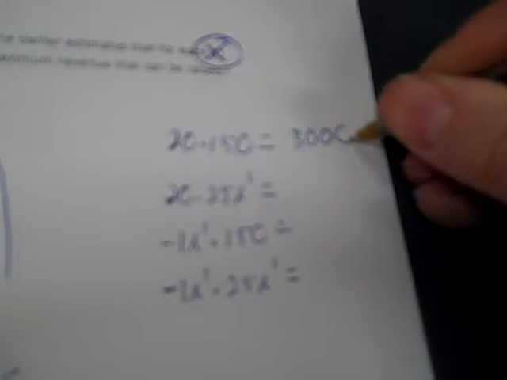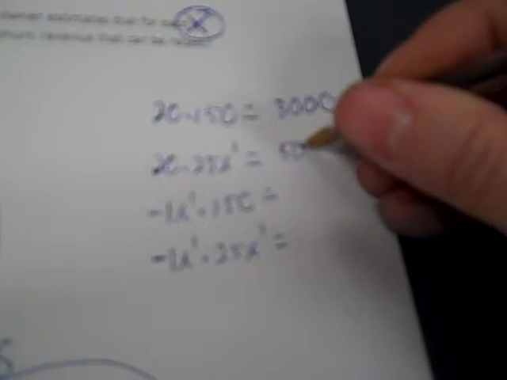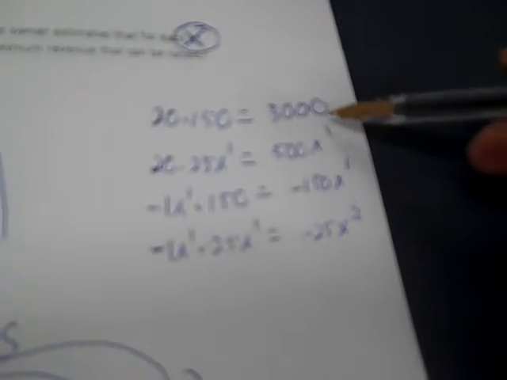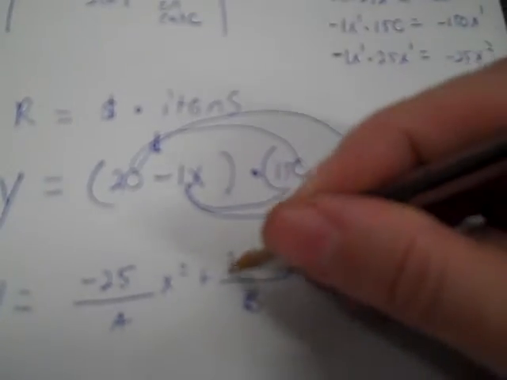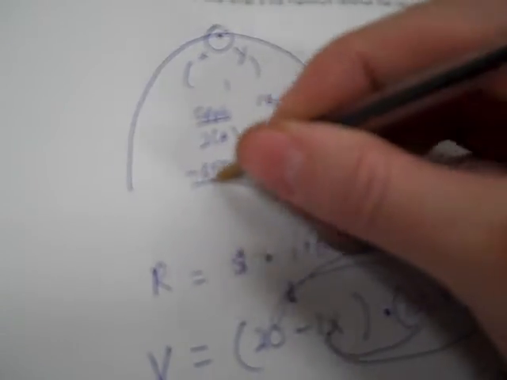That's 3,000. That's 500 x to the 1. That's negative 150 x to the 1. And that's negative 25 x to the 2. Are there two positives and two negatives? Yup. So the x squared is negative 25, and that's my A. And then the B, I add 500 plus negative 150, and that's 350. And then I have 3,000. Okay, so the opposite of B would be negative 350.